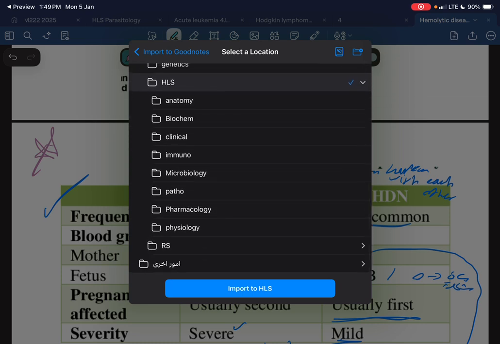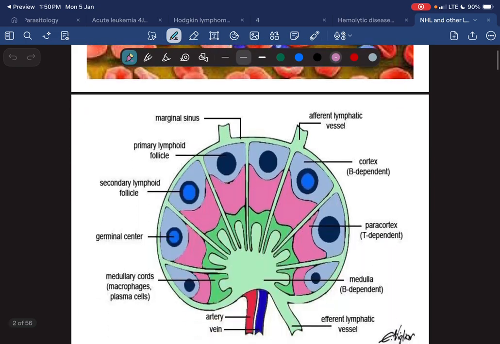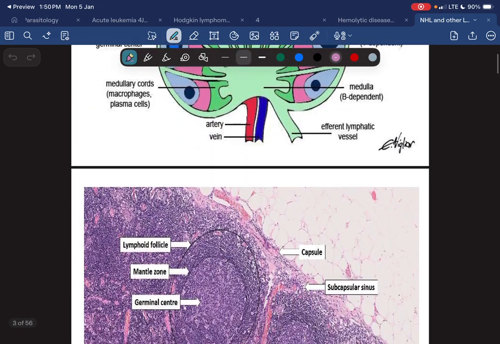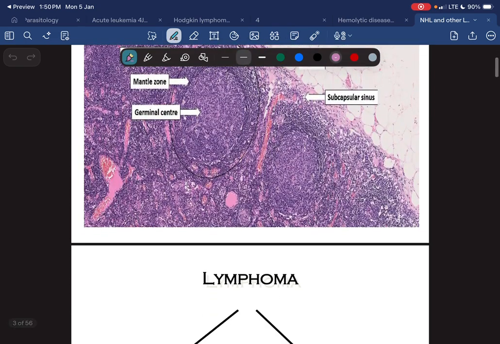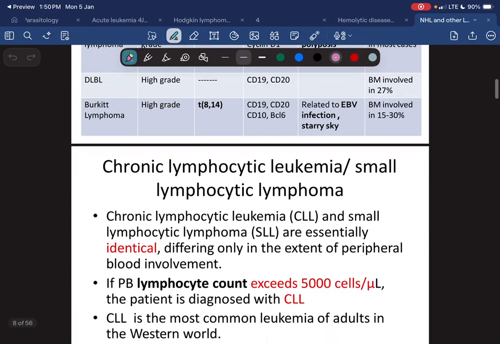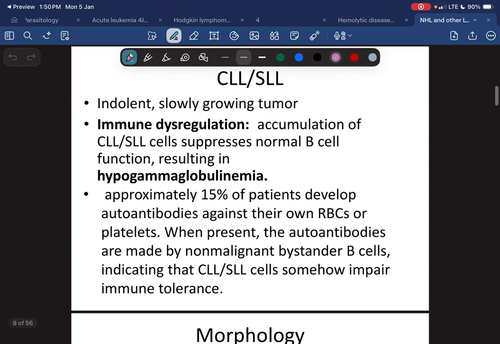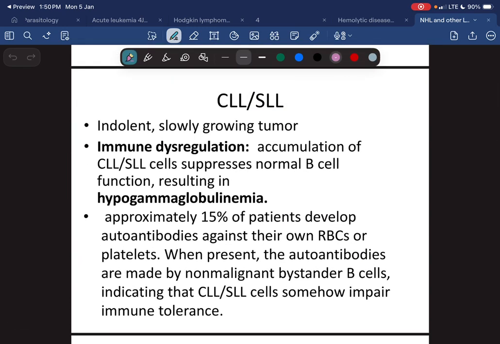It's the most common leukemia of adults in the Western world. The small lymphocytic lymphoma in the lymph node is a low-grade lymphoma, accounting for only 4% of non-Hodgkin lymphomas. So it is not common in lymphoma, in SLL. CLL, which is the leukemia, is the most common leukemia in adults in the Western world.